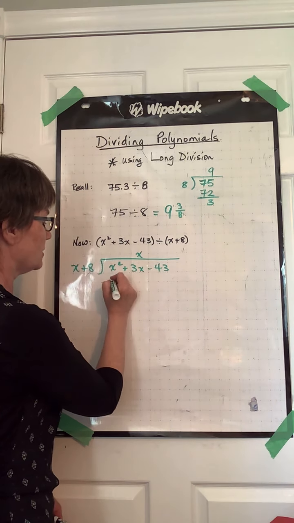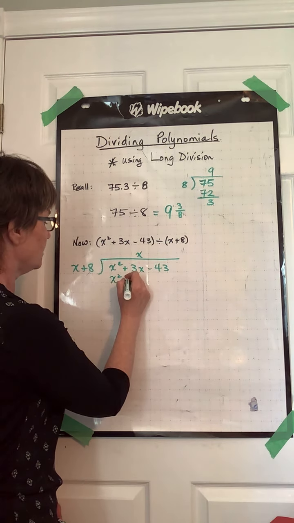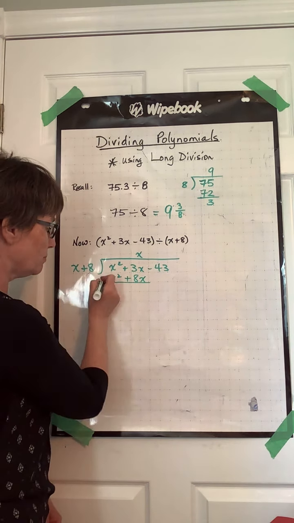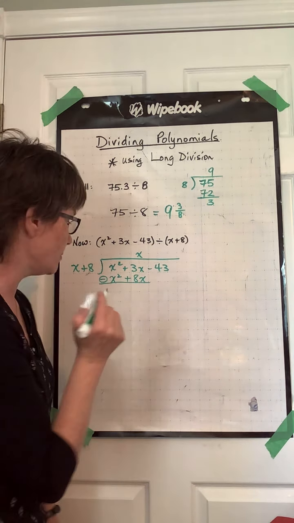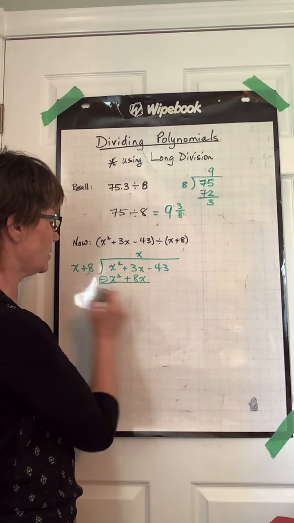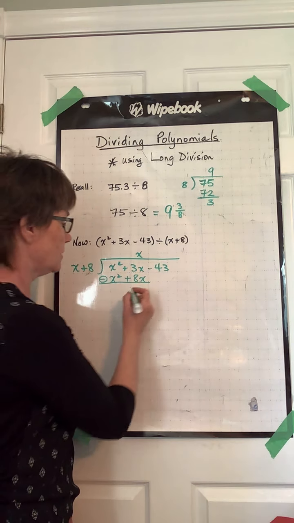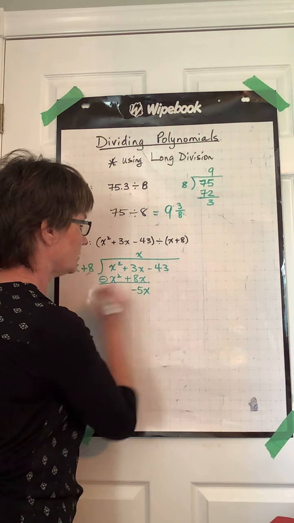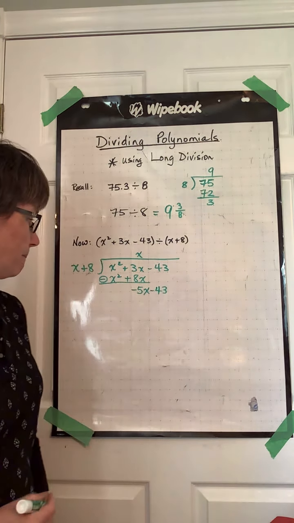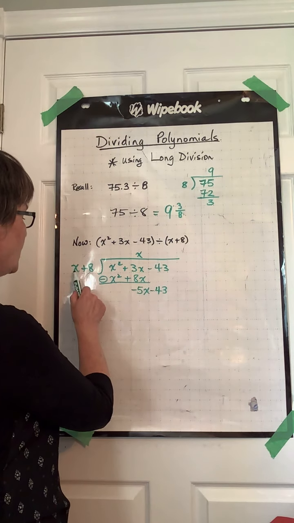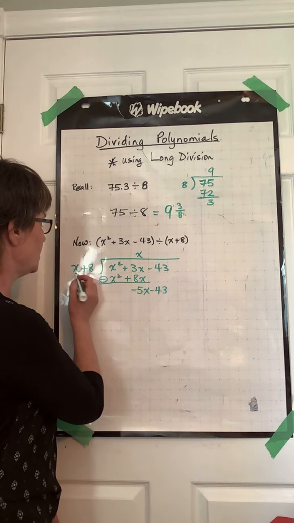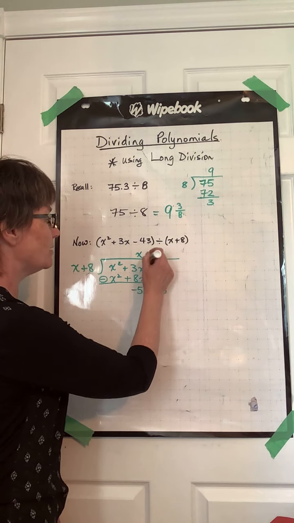So x times x is x squared. x times 8 is plus 8x. Okay. Now I'm going to subtract this, and notice I'm putting my subtraction sign in a circle, so I remember that I need to subtract here and over here as well. Okay, so x squared subtract x squared is 0. 3x subtract 8x is negative 5x. We're going to bring down that negative 43, that's subtract 43 now. And now we're going to repeat the process. So x plus 8 needs to be divided into negative 5x subtract 43. So we're thinking about how many times does x go into negative 5x, and that's negative 5 times.